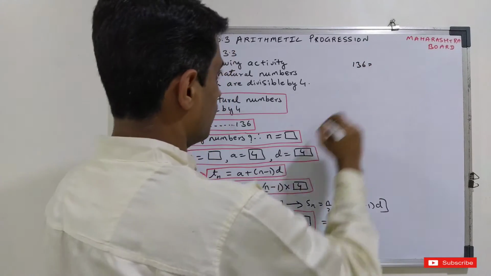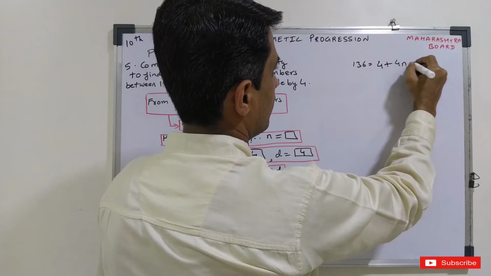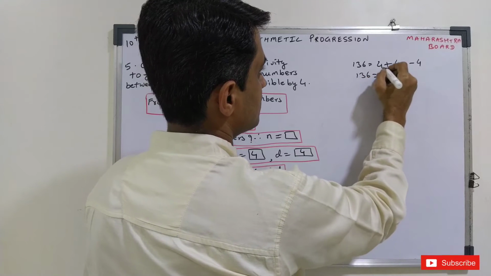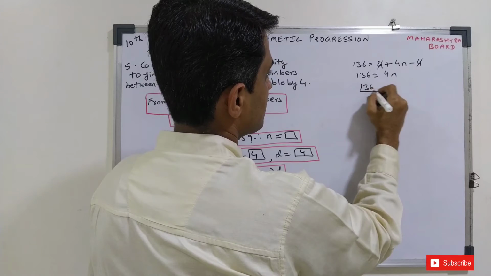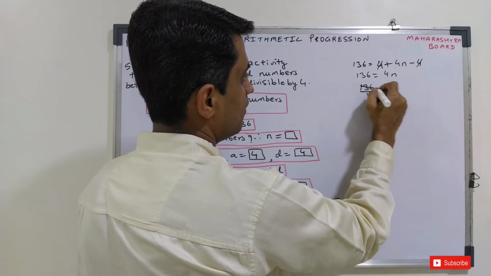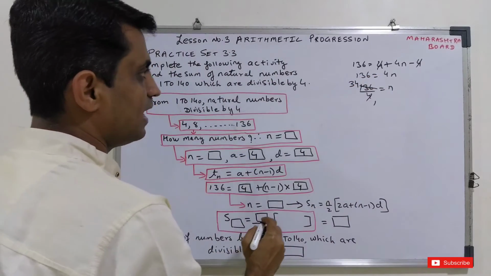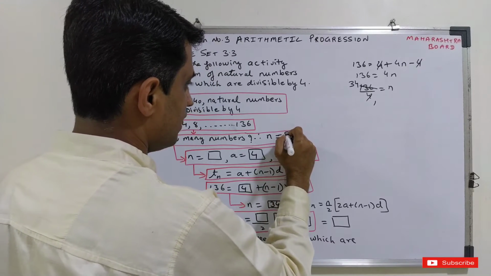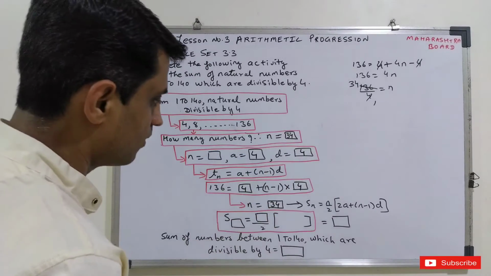136 is equal to 4 plus 4 into n minus 1, that is 4n minus 4. So 136 is equal to 4n, plus 4 minus 4 gone. So 136 upon 4. 4 ones are 4, 4 3s are 12, 4 4s are 16. So the value of n is 34. So here also we write 34. Don't forget, n was missing, so we found it out.